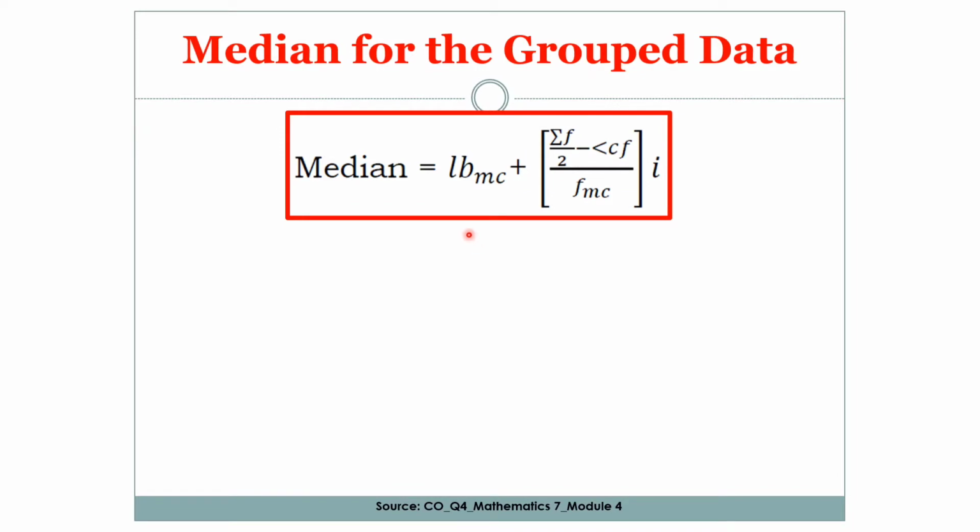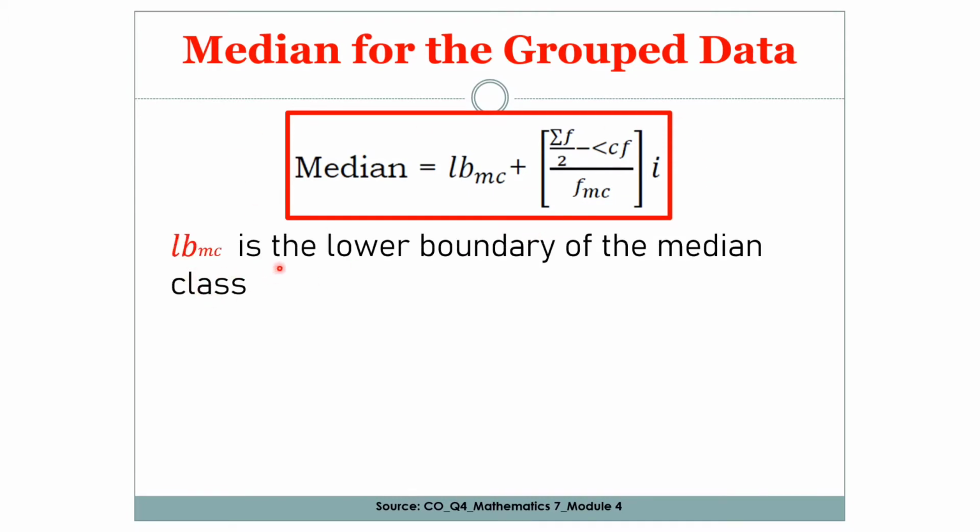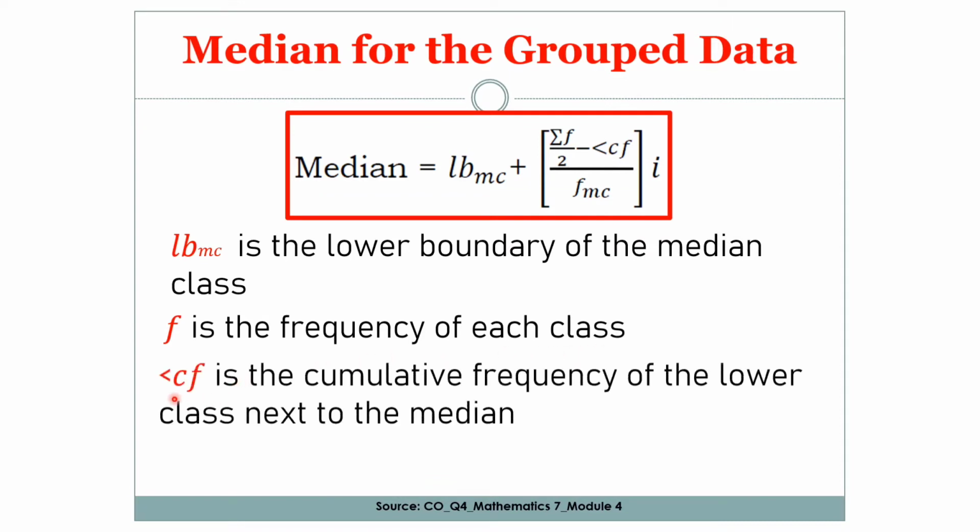To calculate the median of grouped data, the formula can be used. The symbol LBMC is the lower boundary of the median class. Small letter f is the frequency of each class. Less than CF is the cumulative frequency of the lower class next to the median. And small letter i is the interval. To calculate the median, we need to obtain the value of all the unknown symbols or variables in the formula.